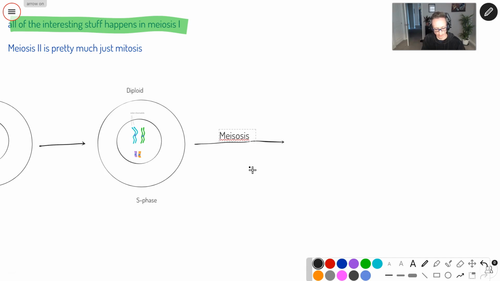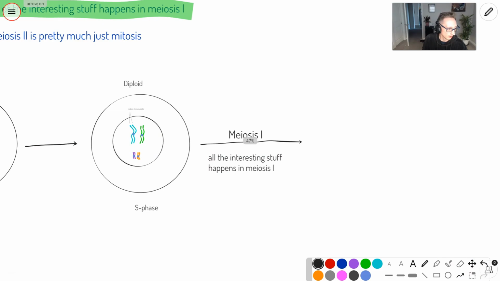Okay, meiosis 1. We're going to transition into meiosis 1. I'm not going to talk about G2 phase. We've already talked about that. It's pretty much the same. And again, right up there, it already says it, but I'm going to put it again. All the interesting stuff happens in meiosis 1. And what's the first phase of meiosis 1? Well, we go into prophase. I'm not going to split up prophase into the different phases. We're just going to talk about prophase 1 in general.